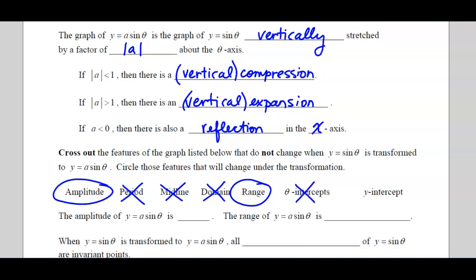Y-intercept. Now, think about it. It should change, but what's the original y-intercept? For sine, it's 0. 0 times anything is 0. So this will not change because the original y-intercept equals 0. So just be aware that if you're doing a vertical stretch, your y-intercept will change if it's any other point than 0.